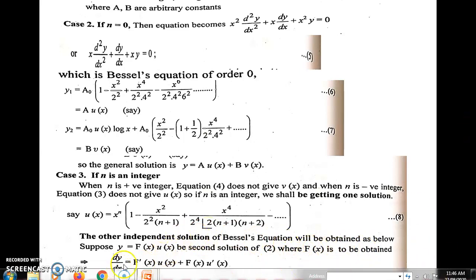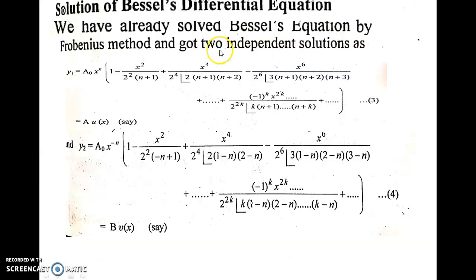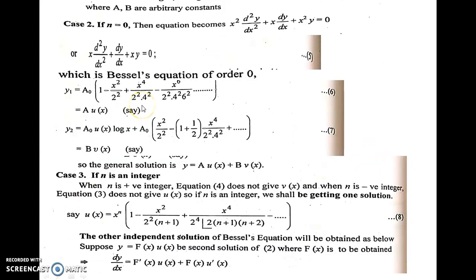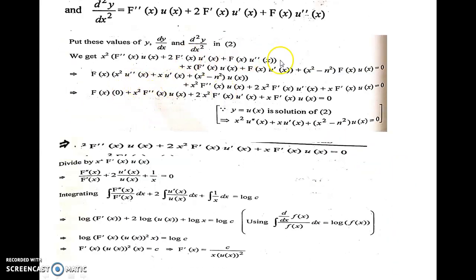So we will find dy by dx. What will be dy by dx? That is f dash x ux plus fx u dash x. Now we will find d2y by dx square, it will be f double dash x, and so on. Put all these values in equation 2. Now when you solve it, you take f(x) common from one bracket, and this is the term.